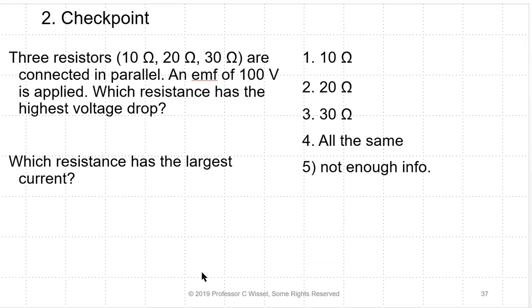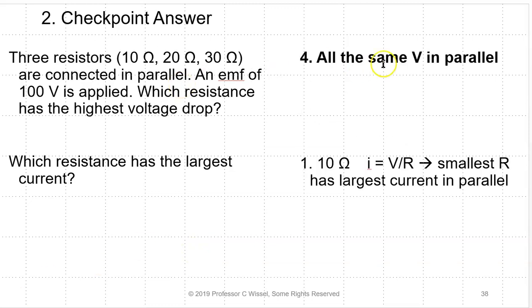They're in parallel. So the voltage drop is going to be the same across all of them. Which resistance has the highest current? Current is inversely proportional to resistance. So the smallest resistance will have the highest current. So the answer to the first part of this is all the same, as in parallel. The answer to the second part is 10 ohms, I equals V over R.